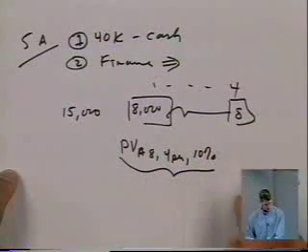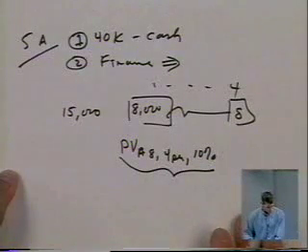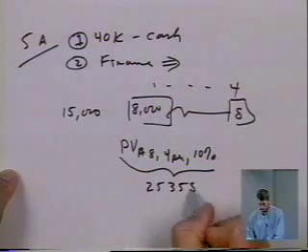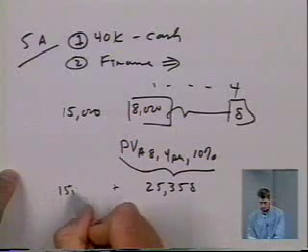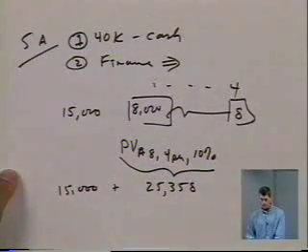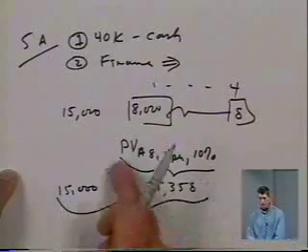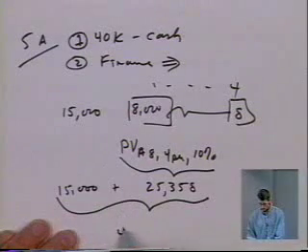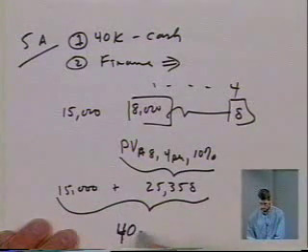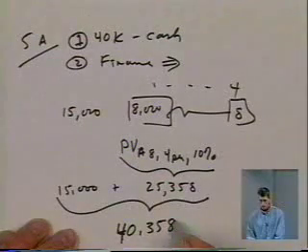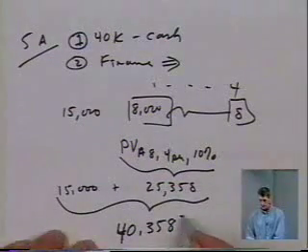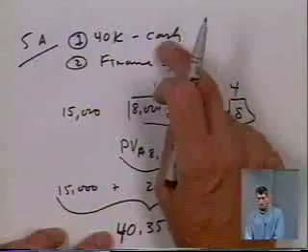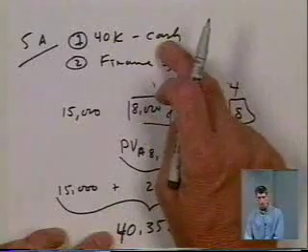That present value is equal to $25,358. Add that to the $15,000 he gets up front, and the total amount, the present value of the financing option, would be $40,358. So now we compare the option of financing, which is a present value of $40,358, to the option of getting cash up front, which is $40,000.